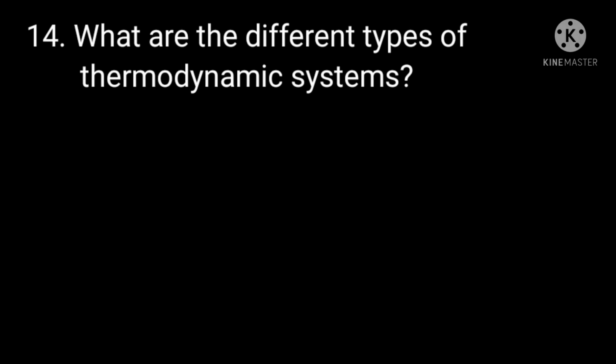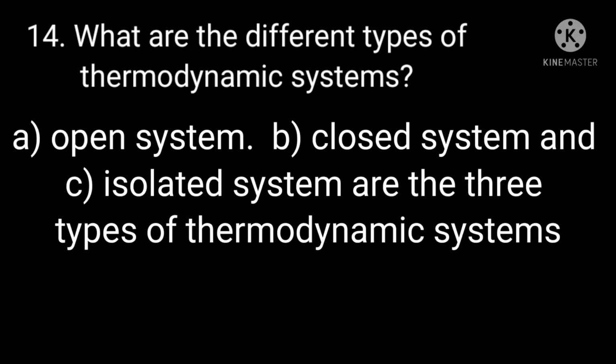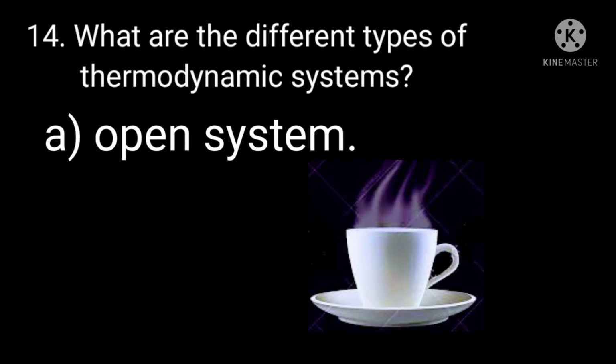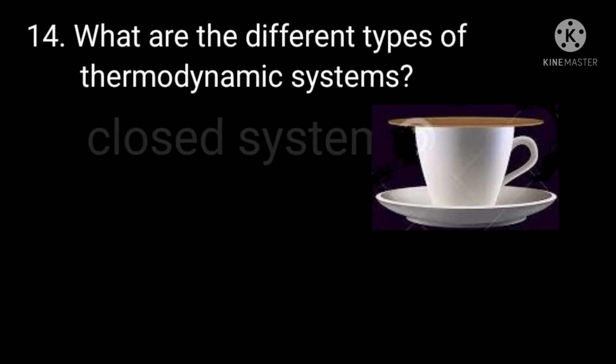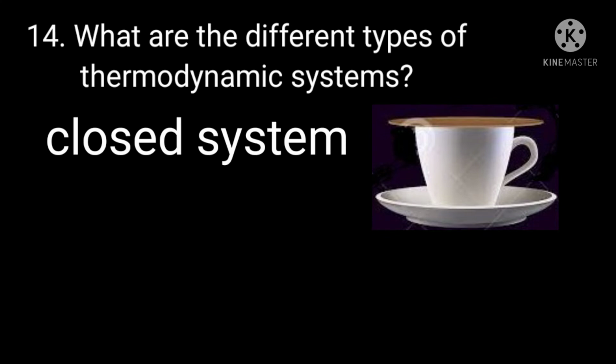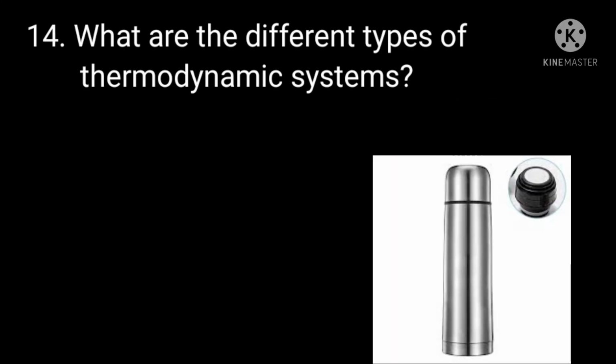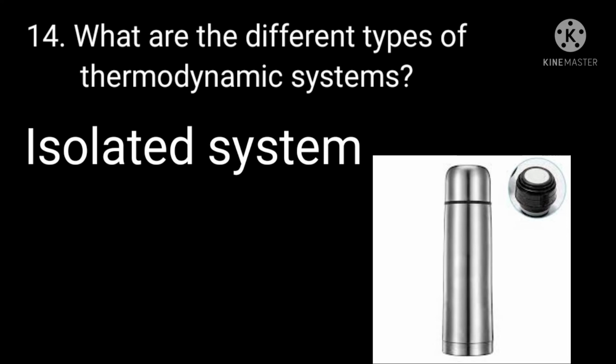The next question is what are the different types of thermodynamic systems? The different types of thermodynamic systems are open system, closed system and isolated system. See, this is an example for an open system. This is a cup of tea which is opened and the heat energy can escape from the system easily. Now this is a cup of tea which is closed. So this is an example for closed system. This is a thermal flask and heat energy is trapped in the system. Thermal flask is isolated system.